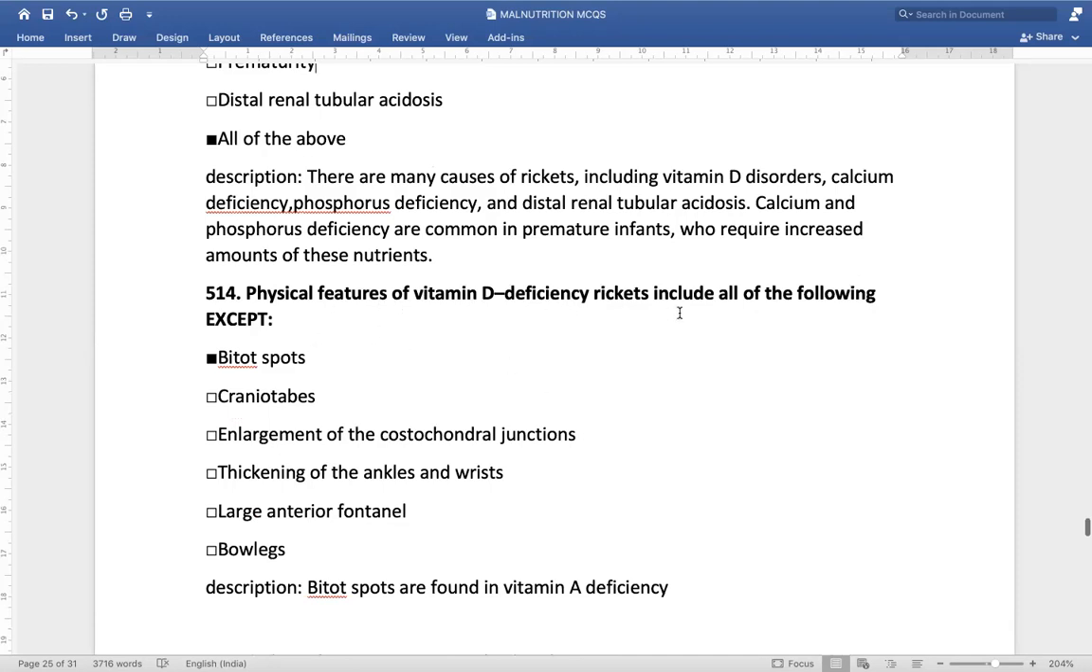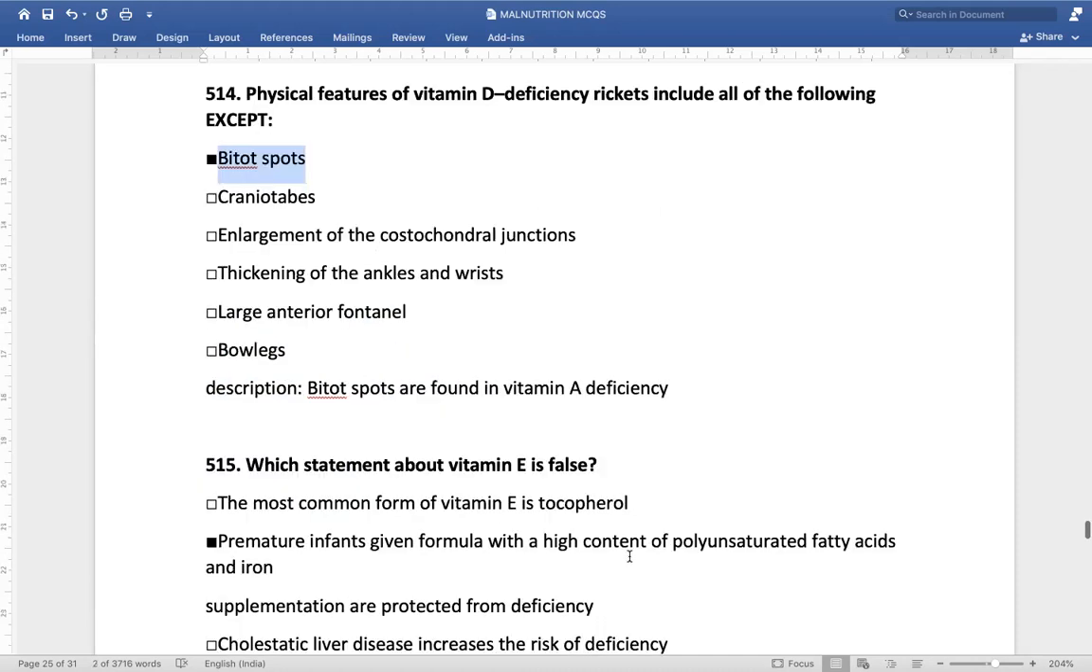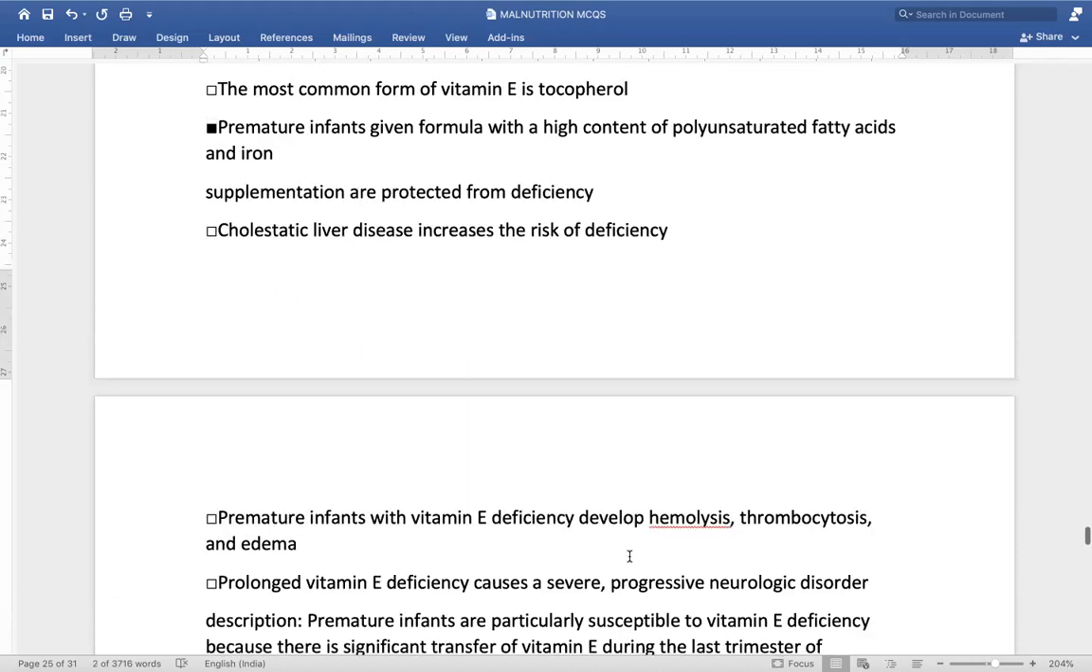Physical features of vitamin D deficiency rickets include all of the following except. So we know craniotabes is a clinical feature. Enlargement of the costochondral junction, that is rachitic rosary. Thickening of ankle and wrist, that is double malleolus. We already know large AF, and bowing of legs, that is genu valgum, genu varum. And Bitot's spots are classical of vitamin A deficiency and not vitamin D deficiency.